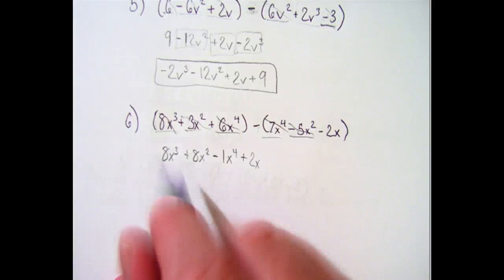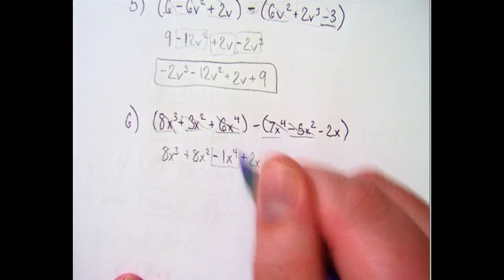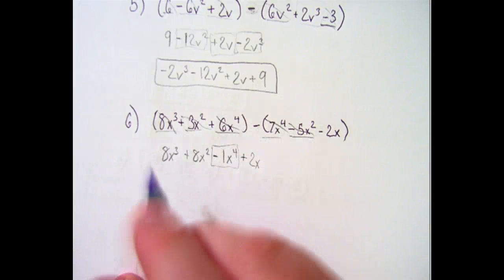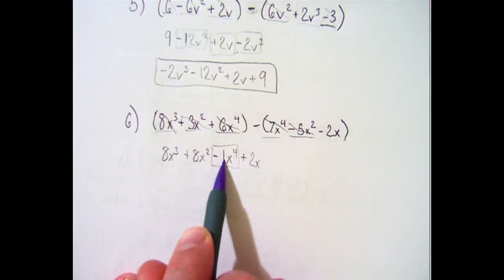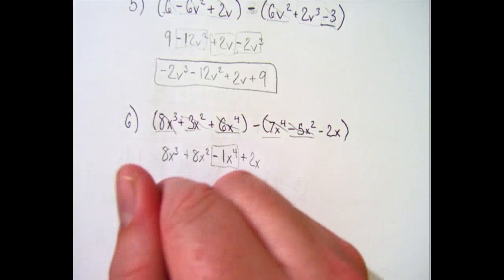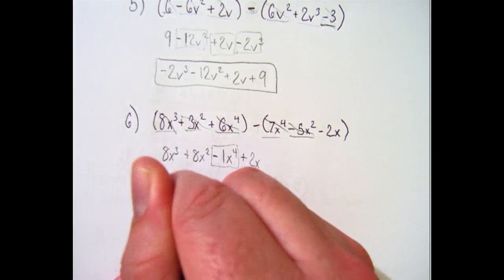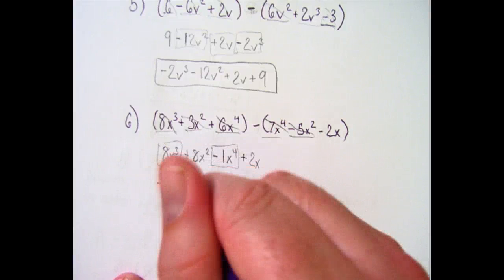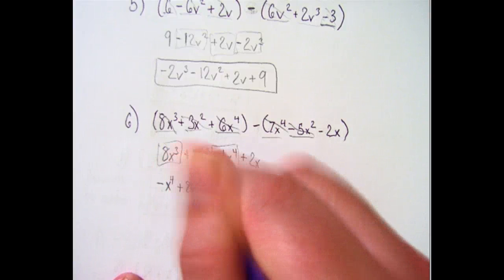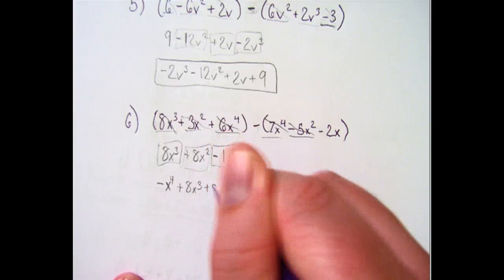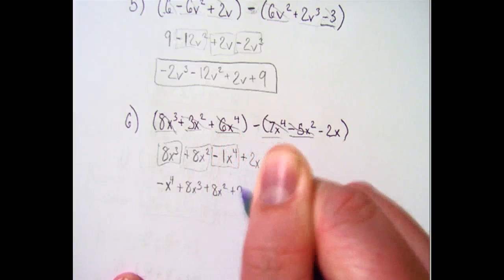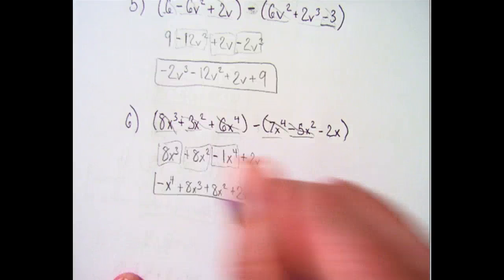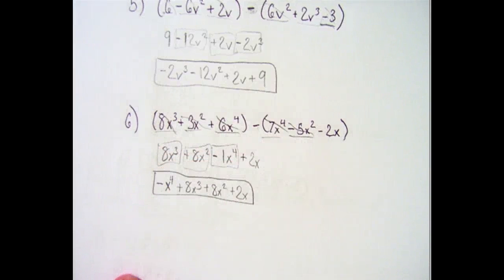I need to rewrite these in standard form. Here's my largest degree term. I'm going to drop this 1. Anytime you have a coefficient of 1, you don't necessarily need it. So I'm going to just write this as negative x to the 4th plus 8x cubed plus 8x squared plus 2x. And there is our final difference.